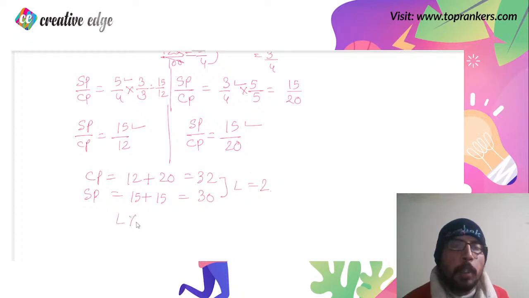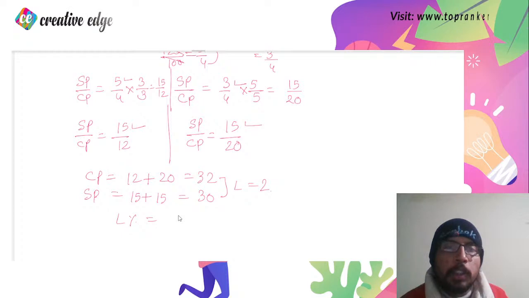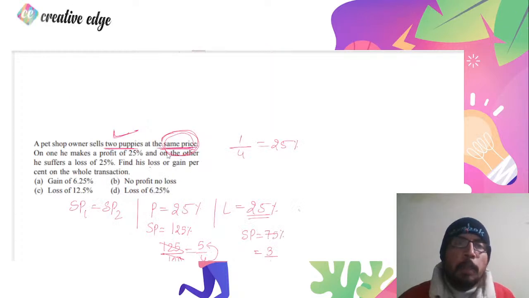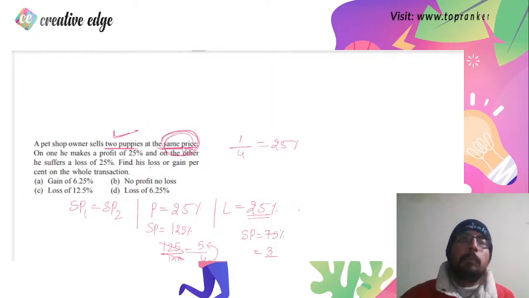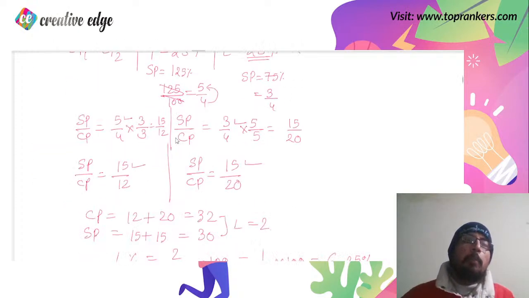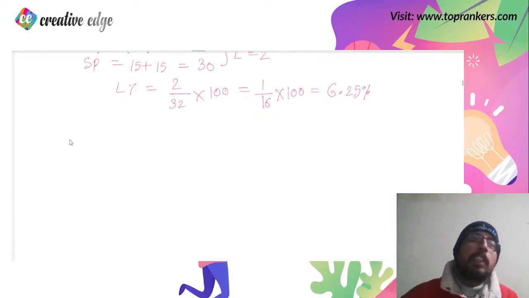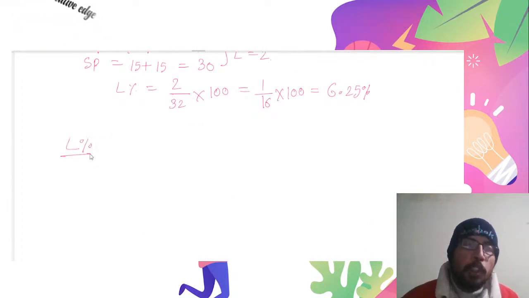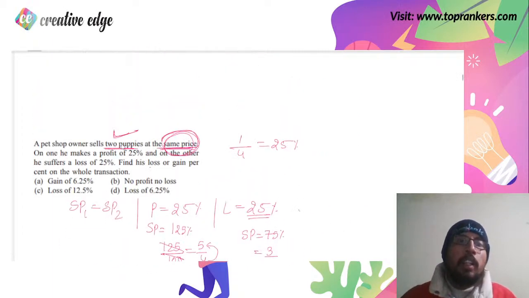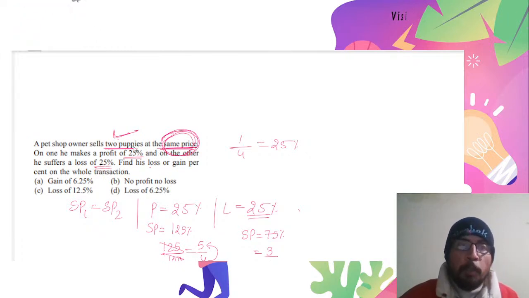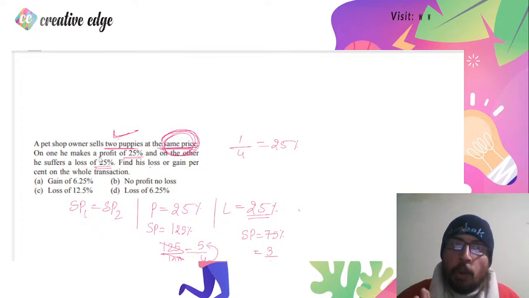So my loss percent should be loss upon CP. At the same selling prices, both commodities are sold at the same selling price. That means whenever you are given such a situation, there is always a loss. There is always a loss when two commodities are both sold at the same price. Along with this, we should also consider that profit percent and loss percent are the same in number.